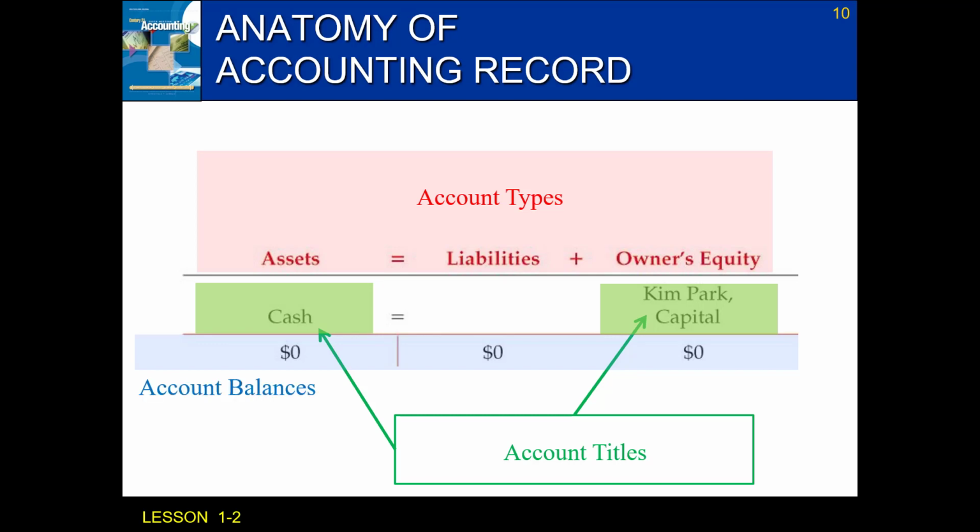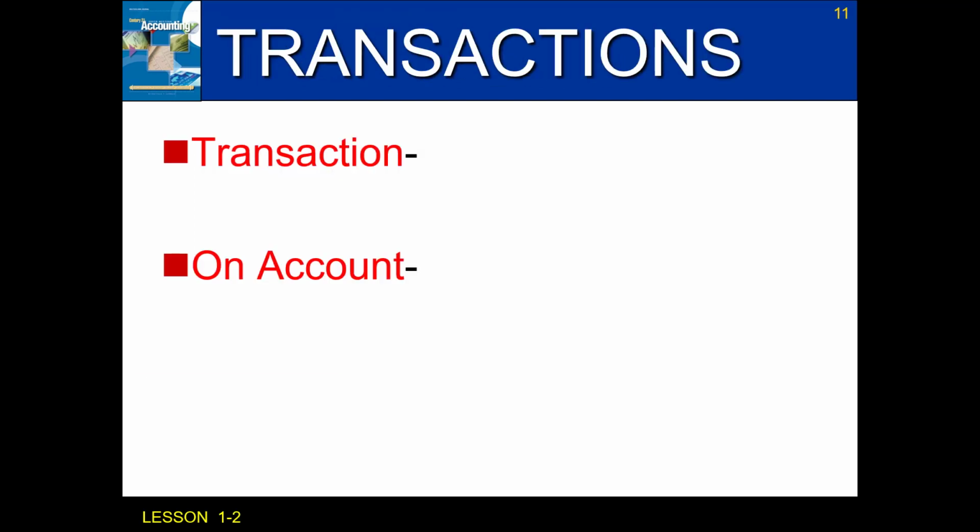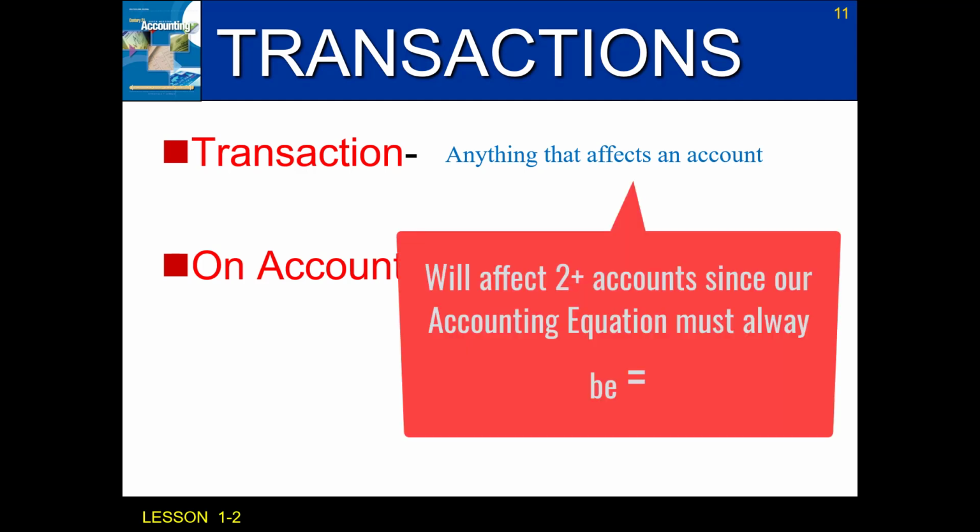And then below that, in blue, we have the account balances. So right now we have $0 starting in every single one of our accounts. In accounting, we're going to have what are called transactions, and these are anything that's going to affect a specific account. So we're going to be given different transactions, and then we're going to have to figure out how to record those transactions and then interpret and analyze those transactions, and we'll then be creating those financial statements from our transactions. So the transactions are what affects an account, and actually they're going to affect two accounts or more because we always have to be in balance on both sides of our accounting equation.